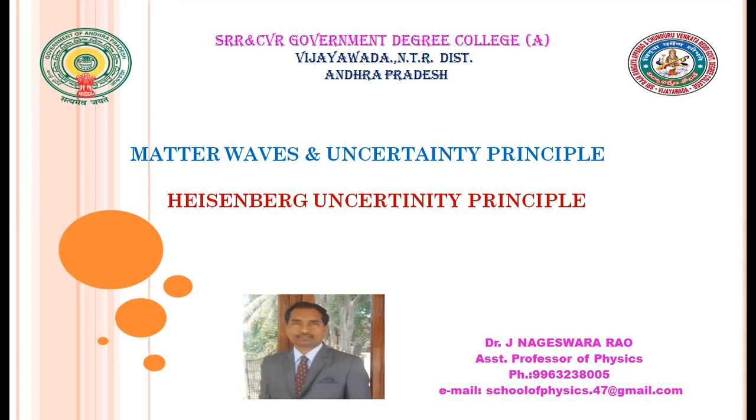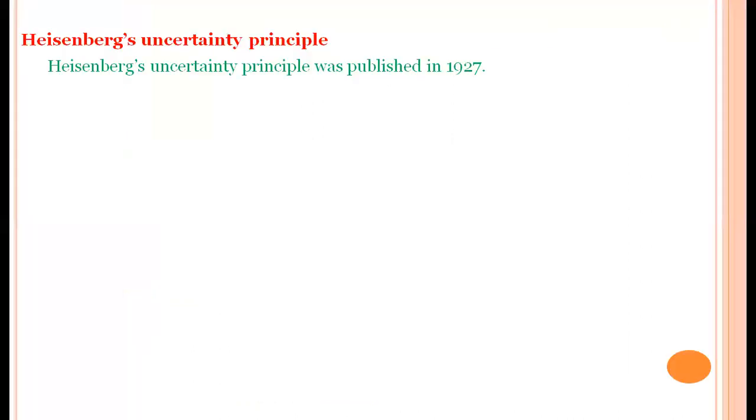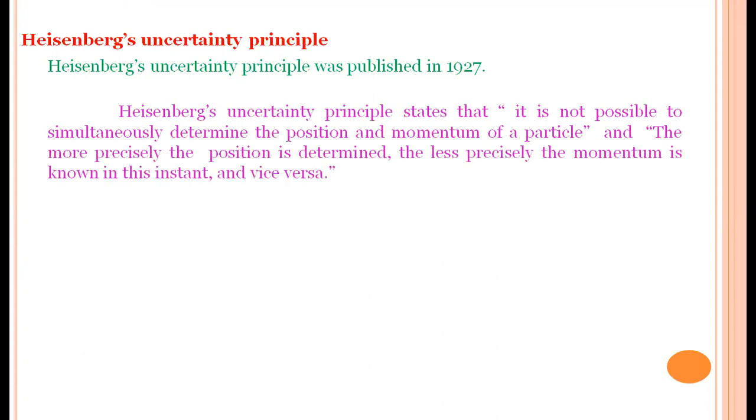Today we will discuss the Heisenberg uncertainty principle as a part of matter waves and the uncertainty principle. The Heisenberg uncertainty principle is very useful to understand the basic concepts of quantum mechanics. We know that this principle was proposed by Heisenberg in 1927. It states that it is not possible to simultaneously determine the position and momentum of a particle.